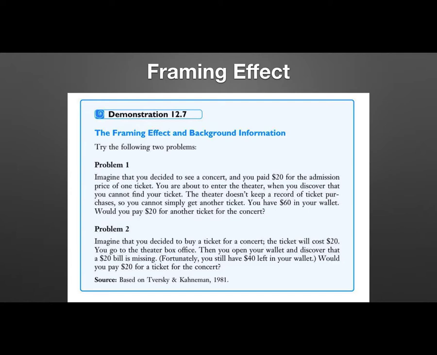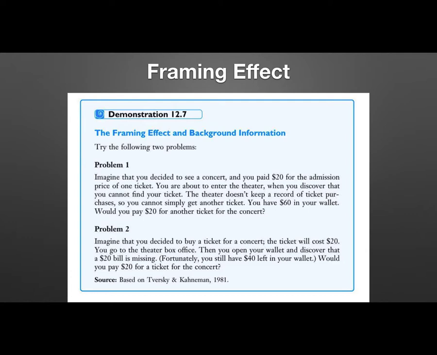But what we see is that in this first one, 46% would buy another ticket. In the second one, 88% would buy a ticket. And this is because we group this background information, that we've already bought a ticket and that we've lost it, as part of the financial outcome here. Even though in both cases we would see the concert and have the same amount of money, it's more likely in this first case that we won't buy another ticket.